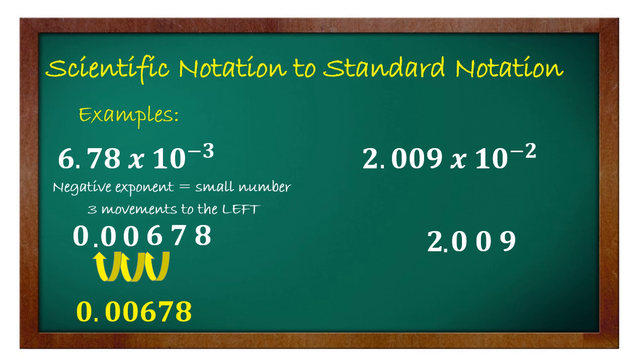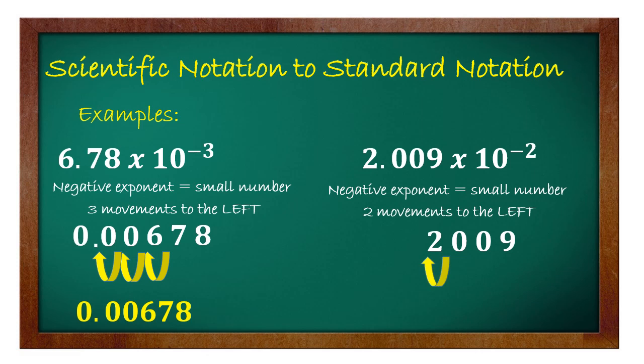Next example is 2.009 times 10 raised to negative 2. So, ang decimal point natin ay nasa pagitan ng 2 and 0, and then negative ang exponent natin, so that means small number siya. So, decimal number siya, less than 1. And then, papunta sa kaliwa ang movement natin, so we have 2 movements to the left. So, we have 1, 2. And then, may empty spaces, magdadagdag tayo ng 0. At dahil small number siya, maglalagay pa tayo ng 0 after the decimal point. So, we have now the standard notation as 0.02009.